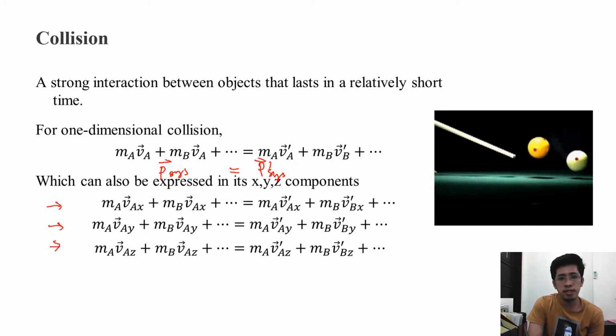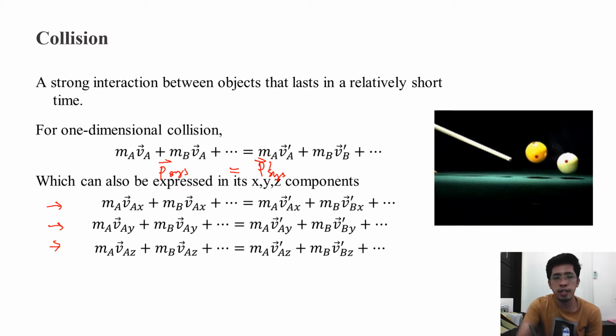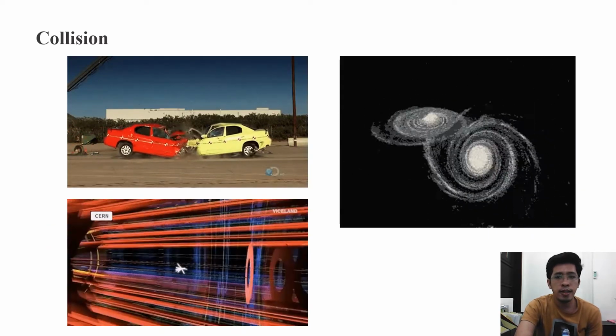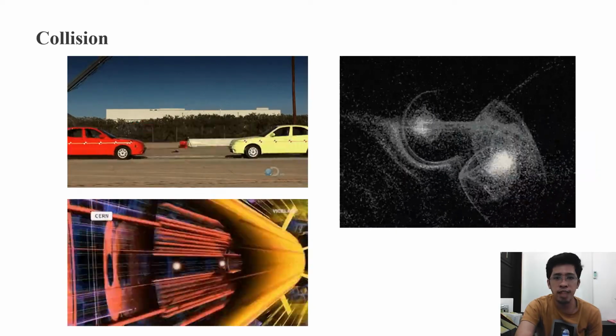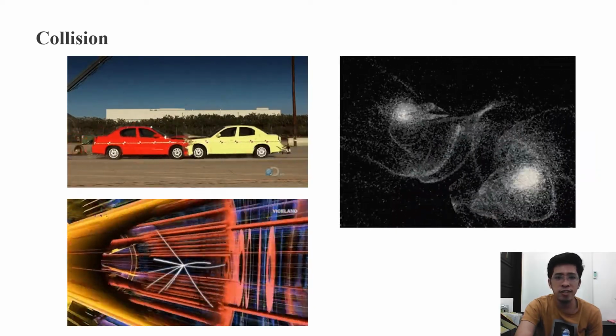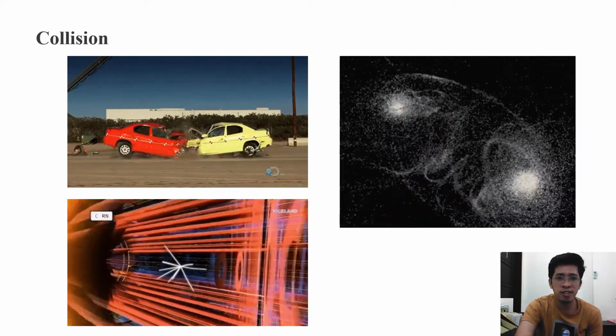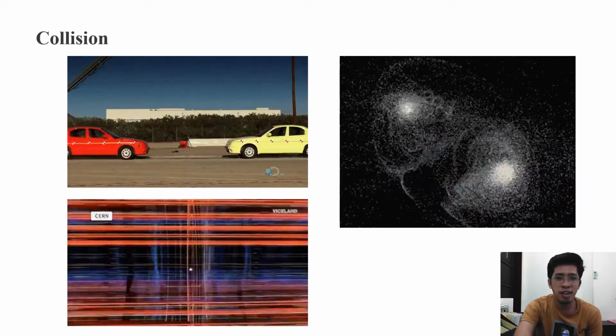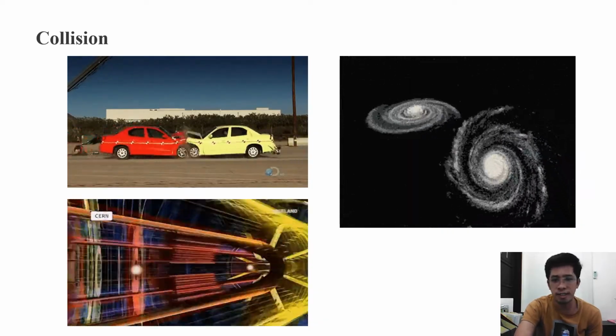So these are your law of conservation of momentum formulas, which you can use later in solving problems. Now, collisions happen anywhere around the universe. So, you know, collisions of cars. When you're colliding cars or when you hit another car, that's a collision.